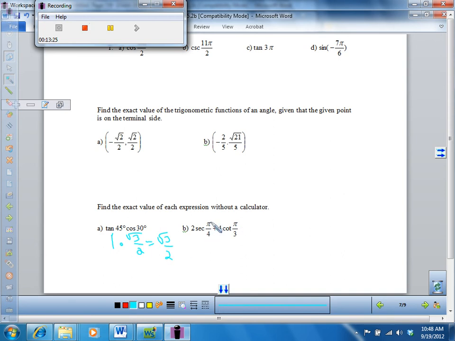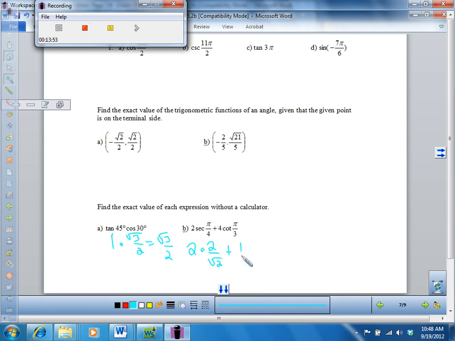Secant of pi over 4 is the reciprocal of cosine of pi over 4. So I know that the cosine of pi over 4 is root of 2 over 2. So this is 2 over root of 2, plus cotangent of pi over 3.